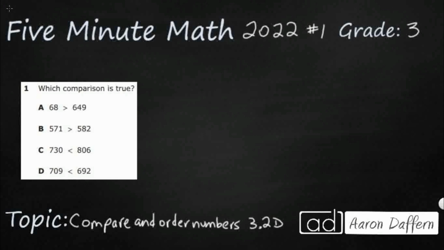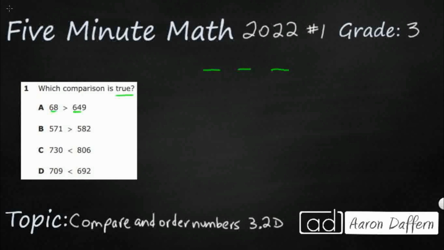So we've got 4 different comparisons. We need to find the one that is true. Now, let me tell you why it's very important to compare these by stacking them on top of each other. Because if you're just looking at this, you're like, oh, 68, yeah, that is bigger than 64. But that is an incorrect comparison. Let me show you why. What we do is we actually stack them up here.